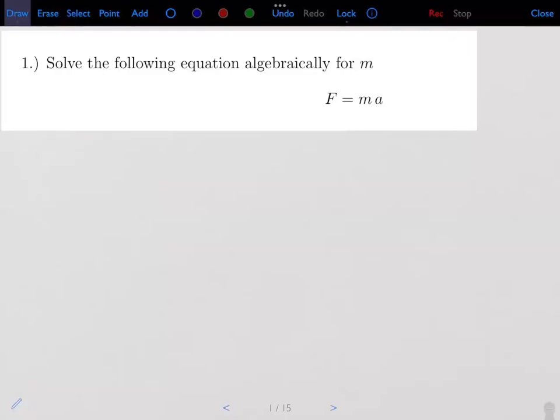So in this video, what I want to do is go over the diagnostic math assessment solutions. Okay, so in this first example, we're asked to solve the following equation algebraically for m. So we have F equals ma. We want to solve that equation for m, which means we want to isolate m on one side of the equation. So because m is being multiplied by a on the right-hand side, if I want m by itself, then I need to divide by a, right?